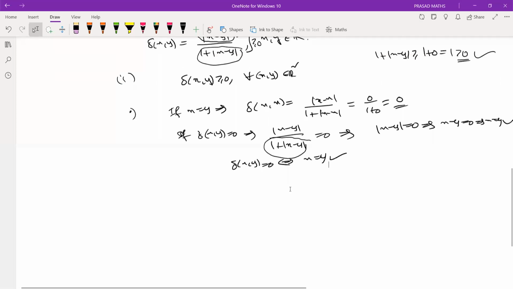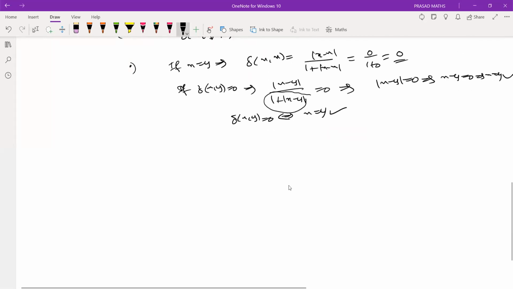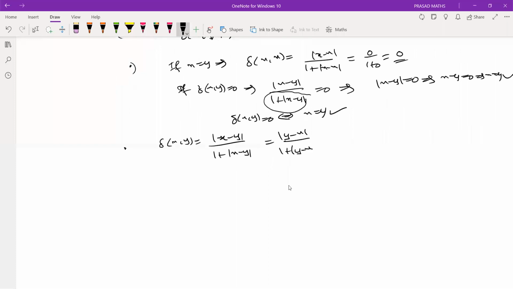No, sir. Carry on. So therefore, the third one, symmetric, right? You start with two elements. Again, I already told you that there is a modulus, so there is no problem. This can be rewritten as mod of y minus x divided by 1 plus mod of y minus x. This is nothing but delta of y comma x. Therefore, the symmetric property is also true.